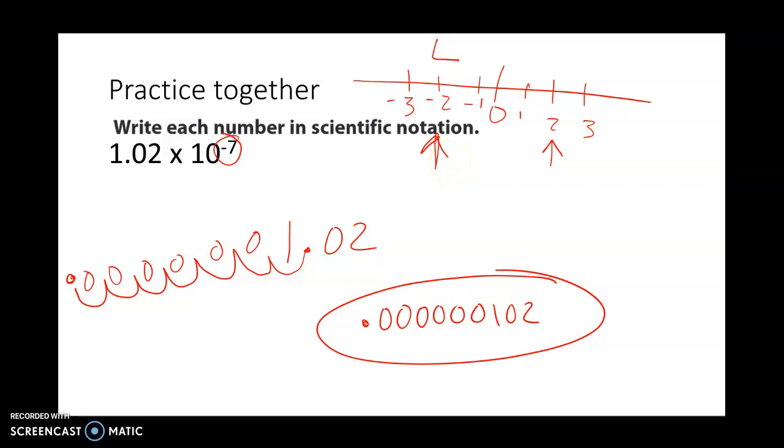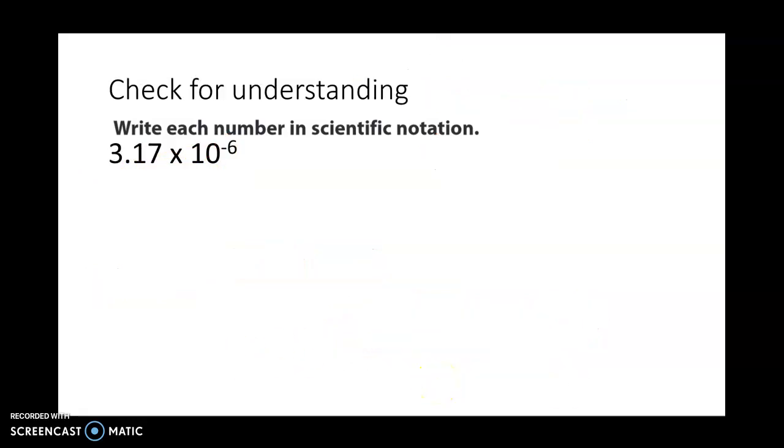So scientific notation has this base 10. Standard form looks like the big number once again. And let's do one more. So I got 3.17. I'm going to move it how many times? 6 times. Which direction? This way?